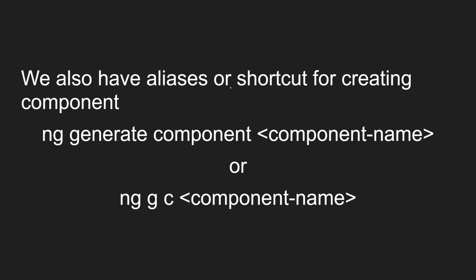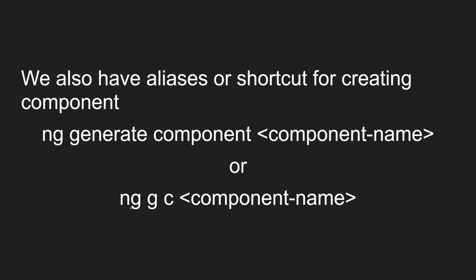We also have aliases or shortcuts for creating a component. Not only the full command name, we can also use the shortcut. For example, the command you have is ng generate component and the component name. If you try to see, it's a long way of writing the command. For this, we have a shorthand notation also.